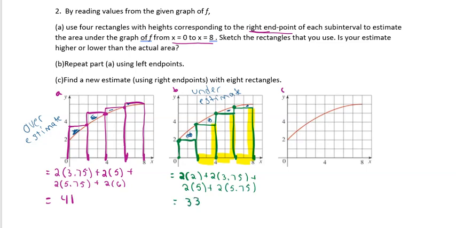So we've sort of put boundaries on our estimates here. We have an overestimate of 41, we have an underestimate of 33, so we know our actual area will be somewhere in the middle. So let's try the next one.